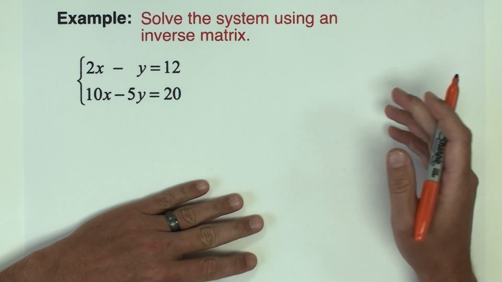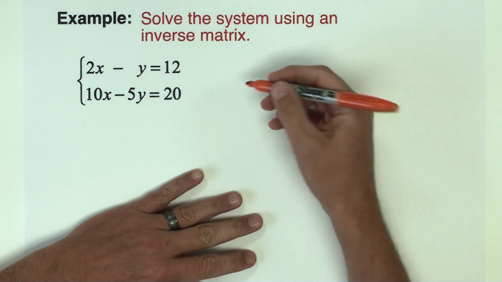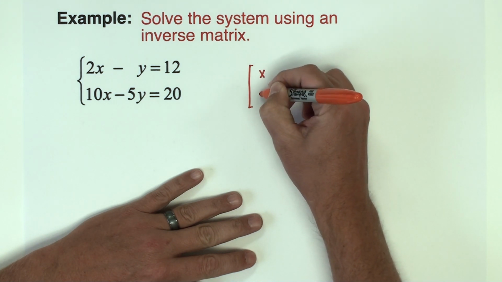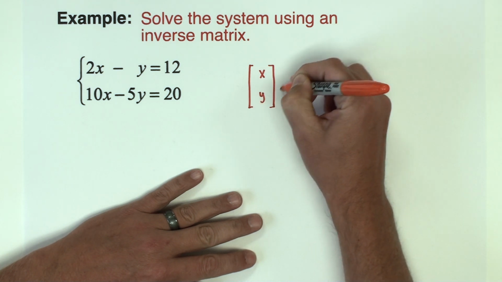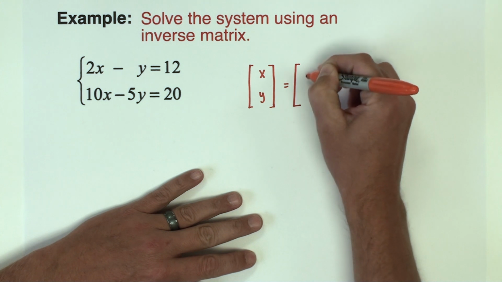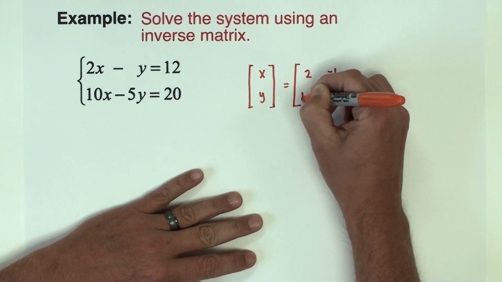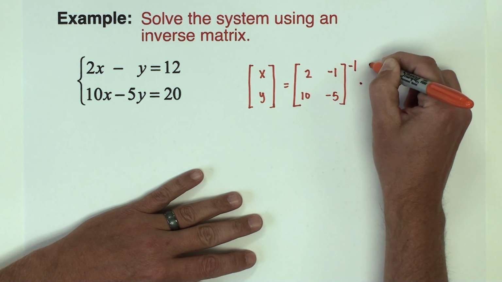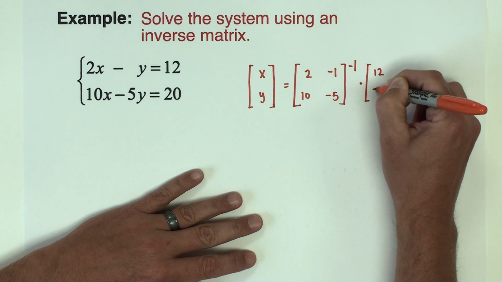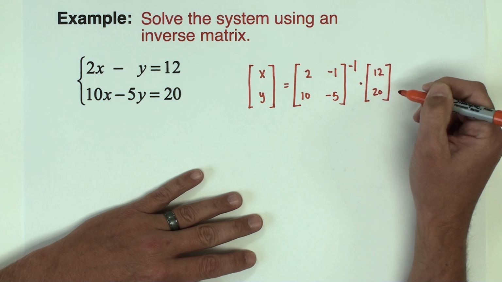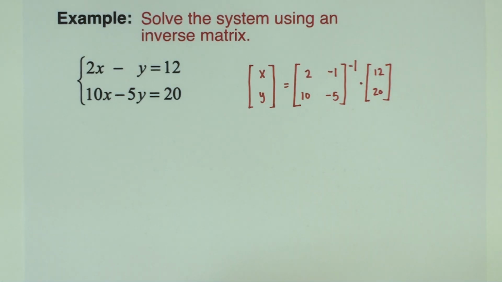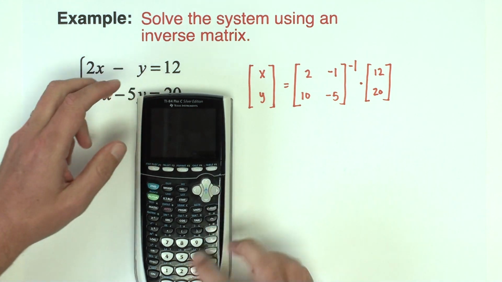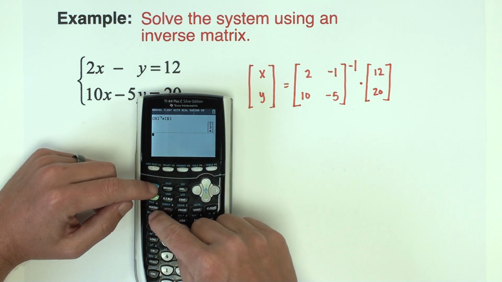Okay, so here's the last example in this video. We're asked to solve this system. I'm going to jump right into my matrix solution. I'm going to write my variable matrix xy is equal to my coefficient matrix, which is going to be 2, -1, 10, -5. We want the inverse of that times the solution's 12, 20. Okay, so I'm going to start just right with that. It's the fastest, easiest way to do this, provided that it works. So I'm going to go ahead and type this into my calculator.